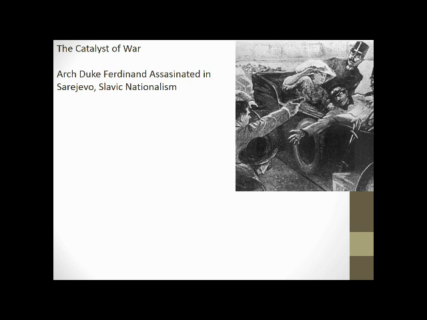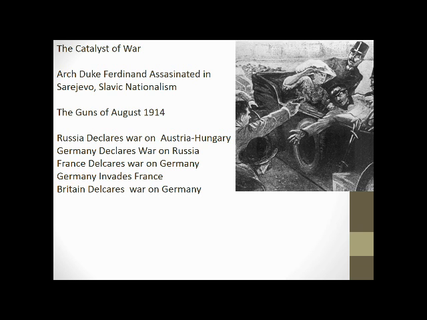Of course, the catalyst for war, a result of the tensions within the Austro-Hungarian Empire, was the assassination of the Archduke Franz Ferdinand, the heir to the crown in Austria-Hungary, in Sarajevo. He was shot by a Slavic or Serbian nationalist. And this results in basically the beginning of the war, the so-called Guns of August of 1914.